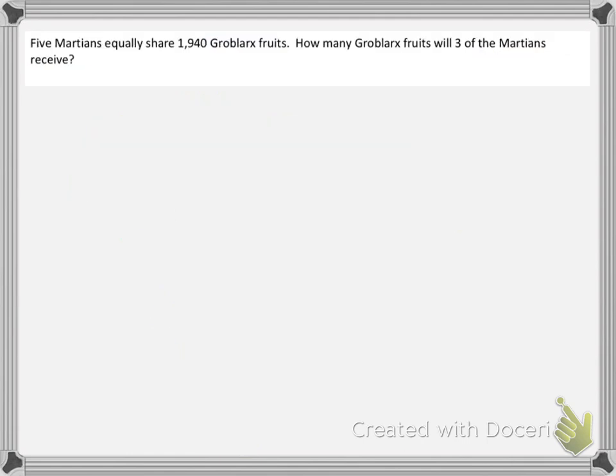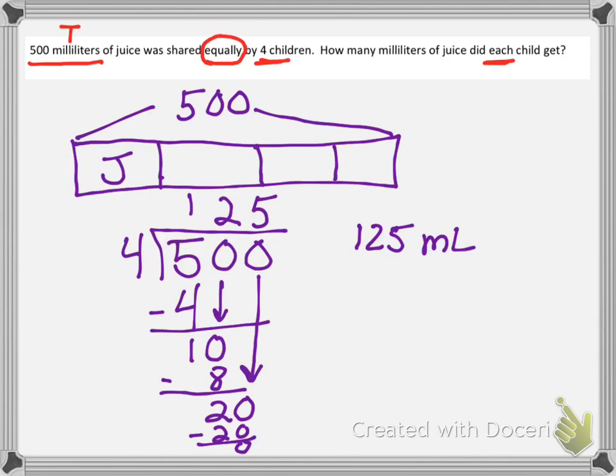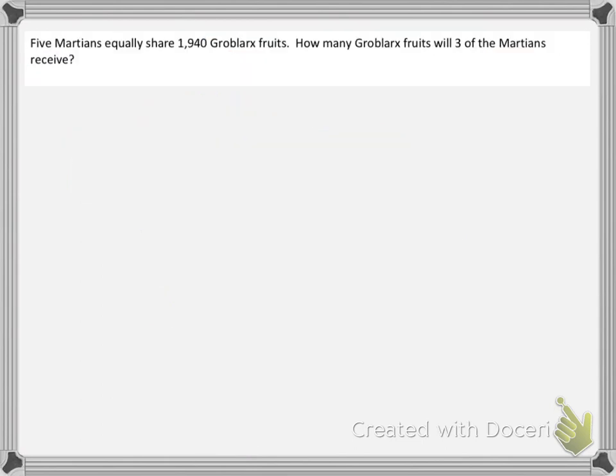And our last word problem for tonight. 5 Martians equally share 1,940 Groblark's fruits. It's an interesting name. How many Groblark's fruits will 3 of the Martians receive? All right, so now let's do some decoding here. So I see 5. And 5 is telling me that there is a total, and they equally share this amount. All right, so there's our total. I'm sorry, the total is 1,940, but there's 5 that are sharing it. How many Groblark's fruits will 3 of the Martians receive?